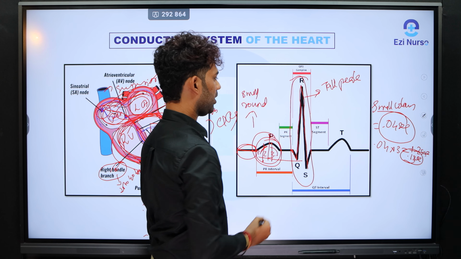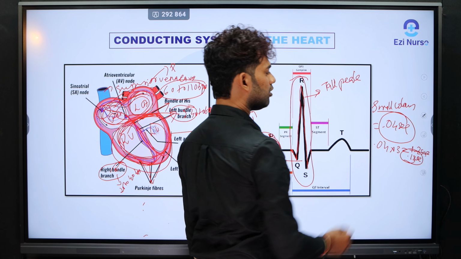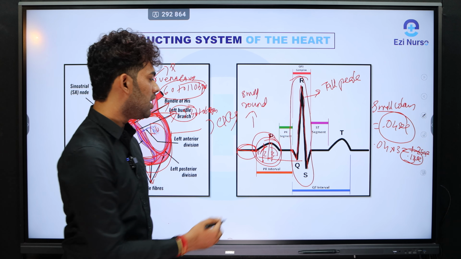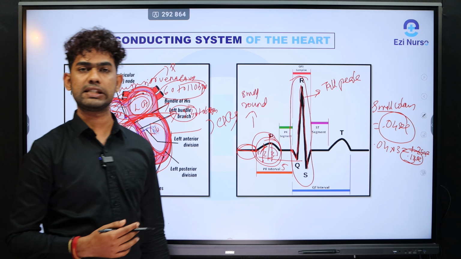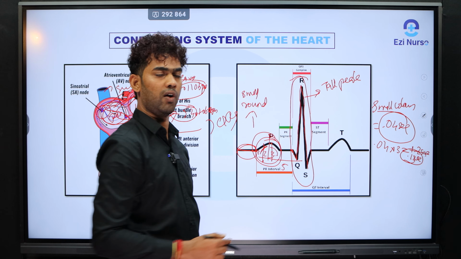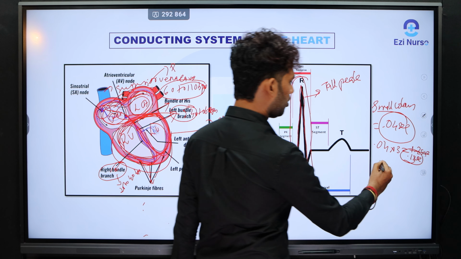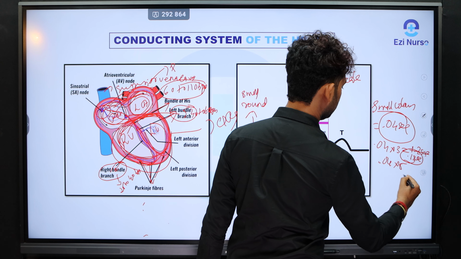P wave to R wave. So here also I already said that 0.04 second is for each small column. So here it will be 5 columns. You can see that between the P and R waves there should be 5 columns. So 0.04 into 5. What would be the result?